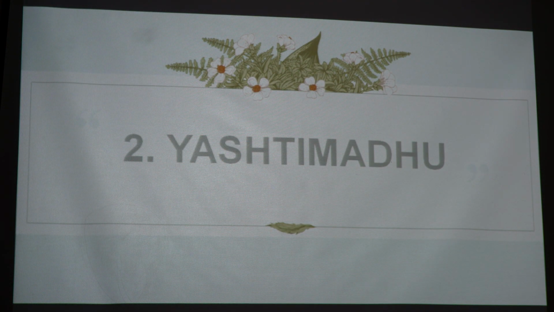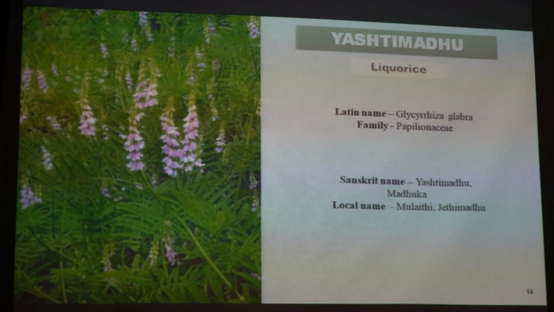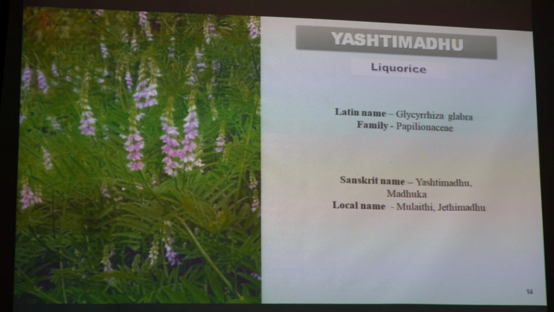Second one is Yashtimadhu, licorice. Its Latin name is Glycyrrhiza glabra, family Papilionaceae. Its Sanskrit names are Yashtimadhu and Madhuk. Why is it called Madhuk? Because it is too sweet. Its stem, roots, all the parts of Yashtimadhu are sweet in taste. Local name is Mulethi.